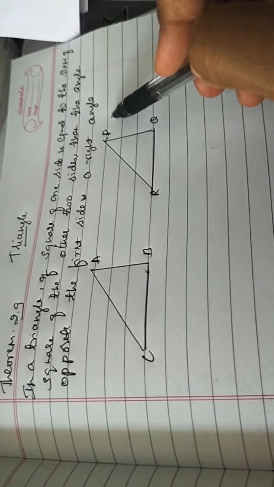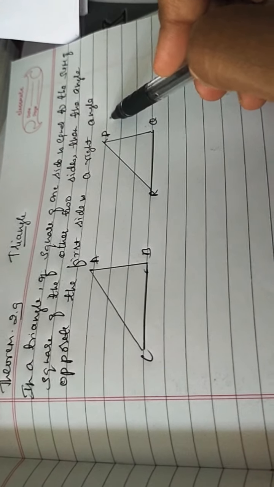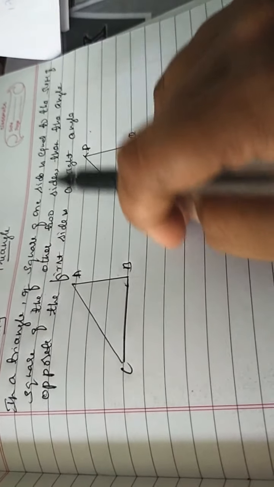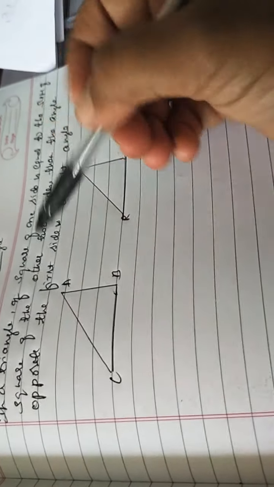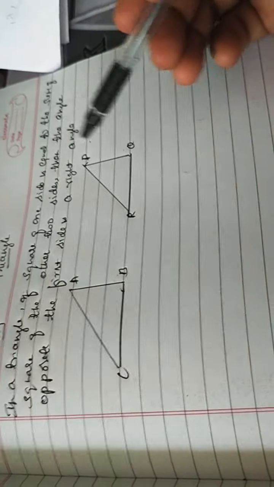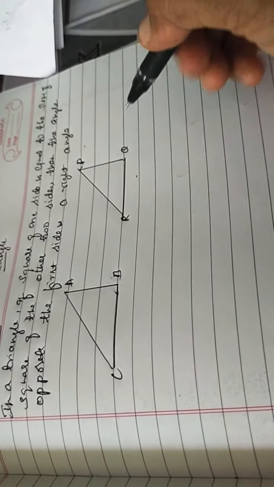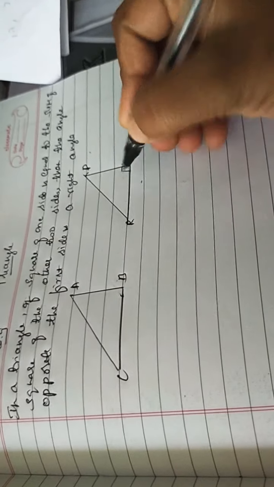You all know we have derived the Pythagoras theorem. Based on that, we can say that this is the converse theorem of the Pythagoras theorem. So we are going to prove this. Look at these diagrams. Triangle ABC is one triangle and PQR is another triangle, where the angle in these two triangles must be 90 degrees.